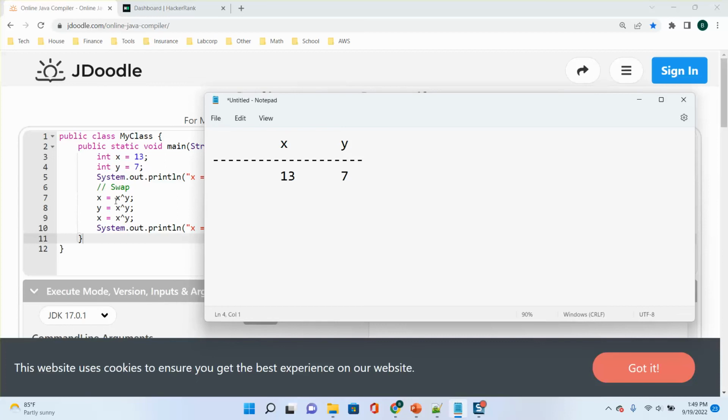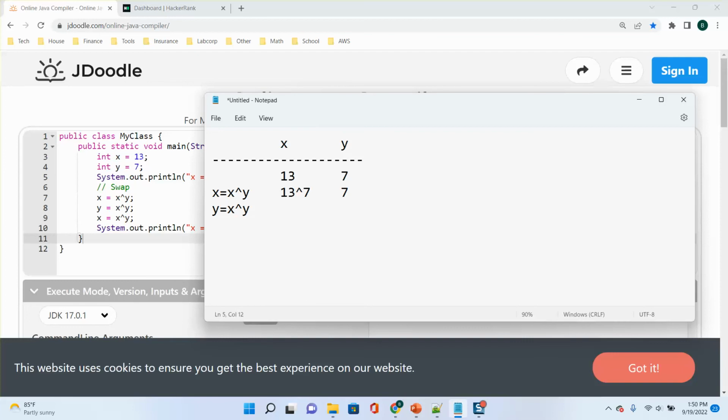I assign x exclusive-OR y to x. So this x equals x exclusive-OR y. So x becomes 13 exclusive-OR with 7, right? And assign to x. Y I don't change. Okay, this line. Now the second line, y equals x exclusive-OR y again.